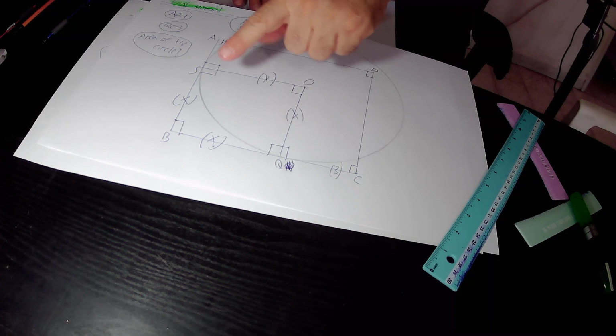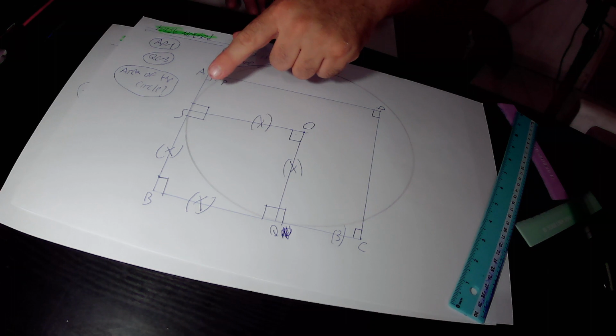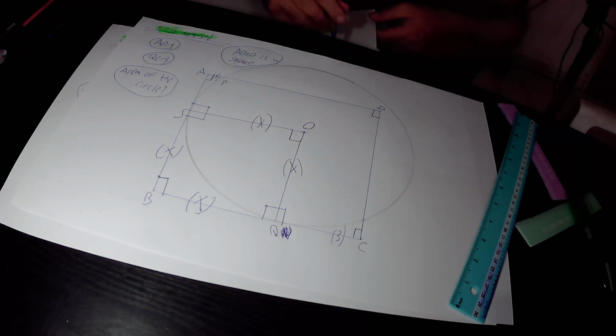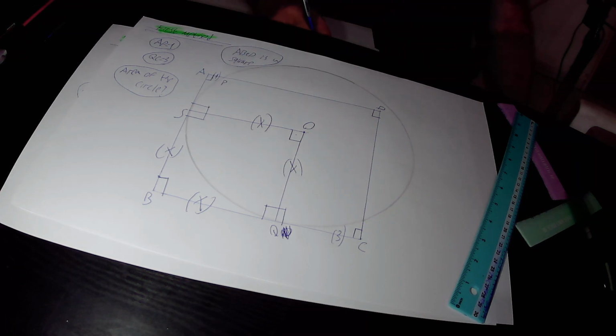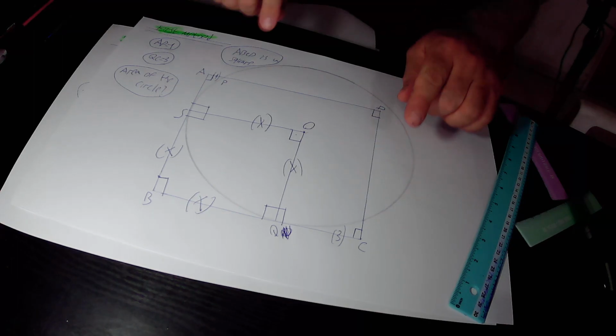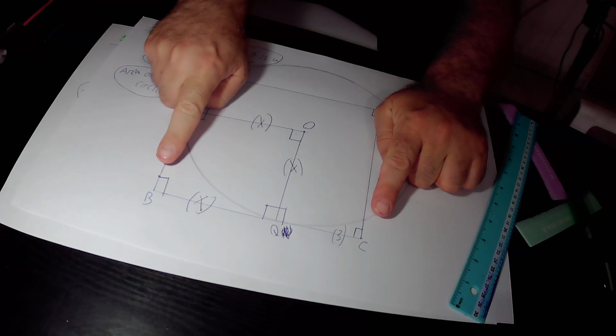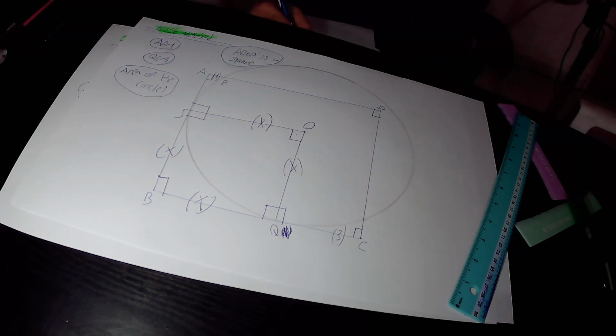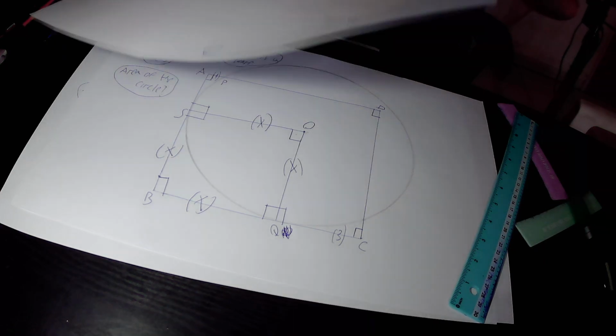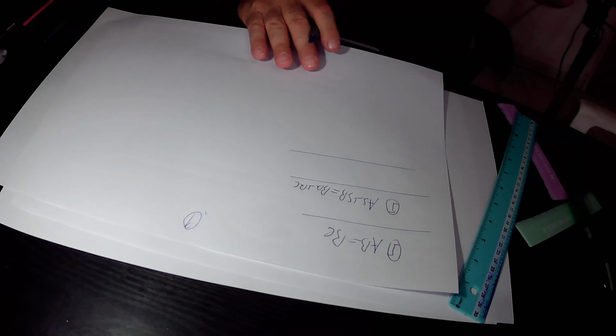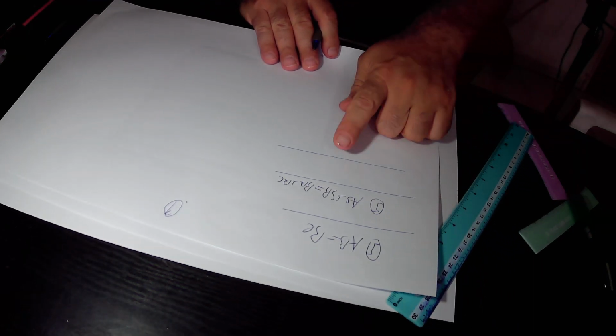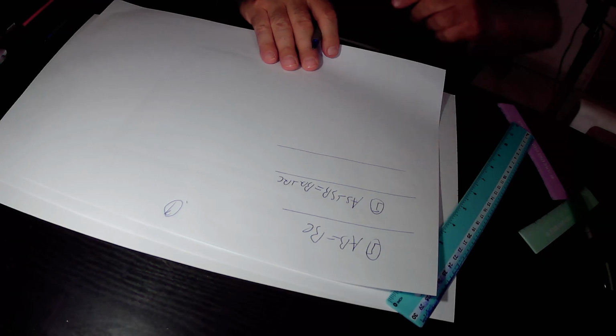AB equals AS plus SB. Again, AB in total equals AS plus SB. So now we know AB equals AS plus SB, and it is equal to BC. BC equals BQ plus QC. So in total, we found out that AS plus SB equals BQ plus QC.